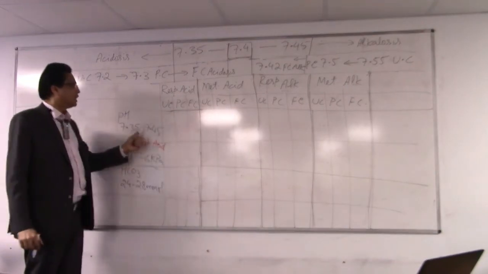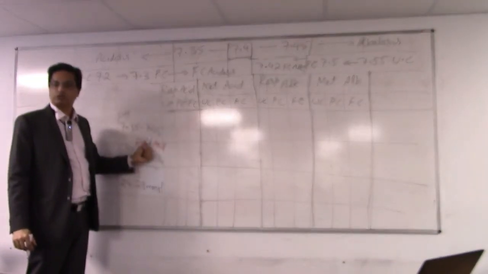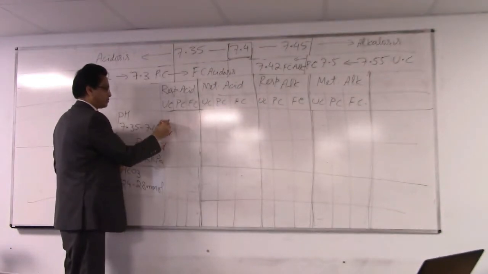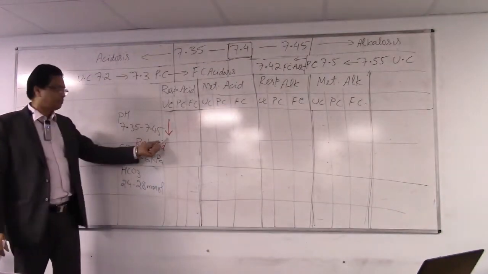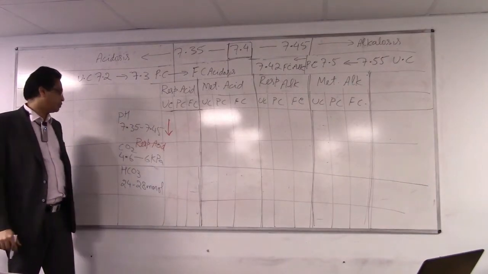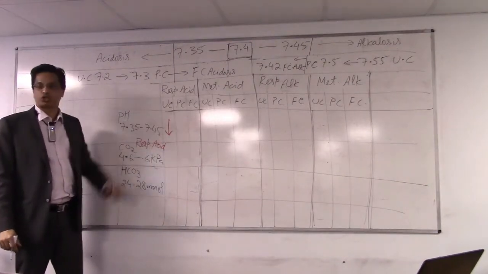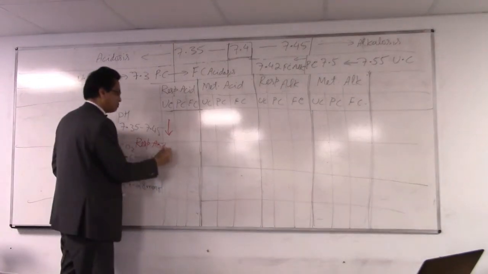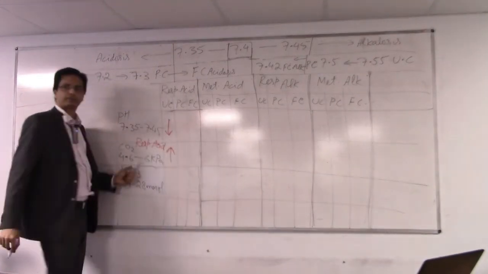Now, pH. Acidosis means pH will be high or low? Low. So, put the arrow facing down. pH is low. And what is the primary pathology in respiratory acidosis? Carbon dioxide will be high. So put the arrow facing up.